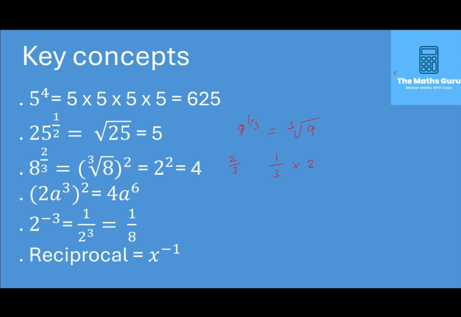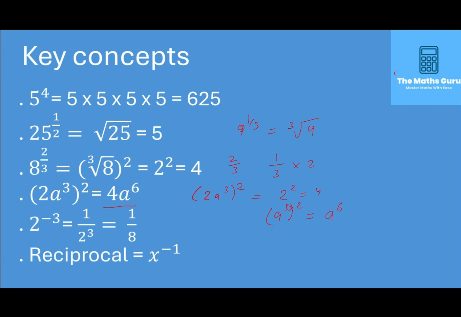The next one is to do with powers of brackets. When you have terms in brackets like we do here, we can then square every single term. So obviously 2 squared is pretty self-explanatory, it's 4. And then for a cubed squared, we just multiply the 2 powers and get a to the power of 6. Hence this simplifies to 4a to the 6th.